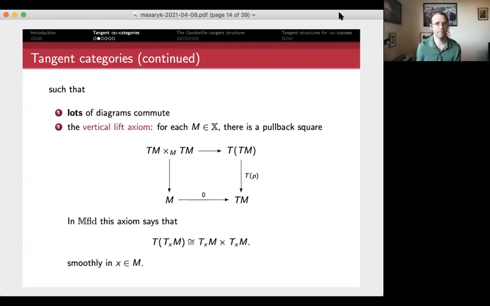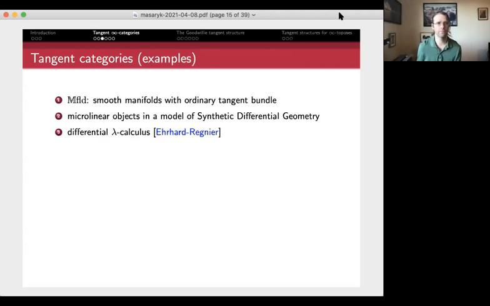Okay, so that is the definition of tangent category, or the first definition. Let me mention some examples. As I've said, the category of manifolds with the ordinary tangent bundle is the motivating example. But why was this notion developed? To make connections with other areas in which you have a notion of differentiation or a notion of tangent vector.